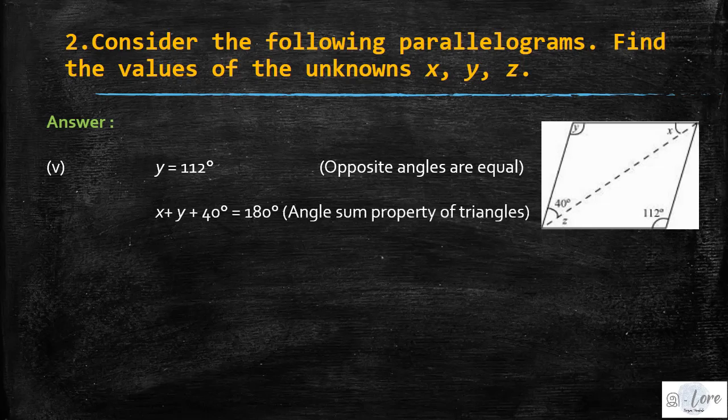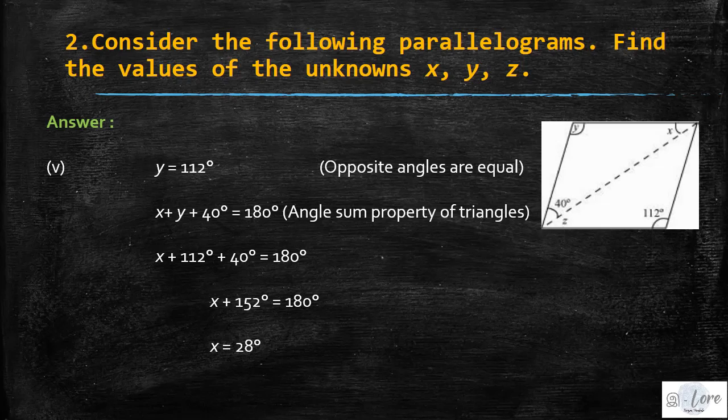Similarly, in the triangle, x plus y plus 40 is equal to 180 degrees by the angle sum property. The y value we already know, 112. So 112 plus 40, we get the answer 152. When you transpose 152 over that side, it will come as a minus. So x is equal to 180 minus 152, which is nothing but 28 degrees. x is equal to 28.